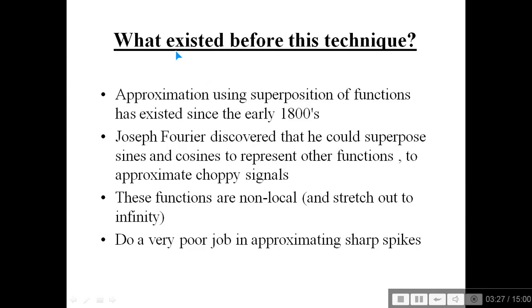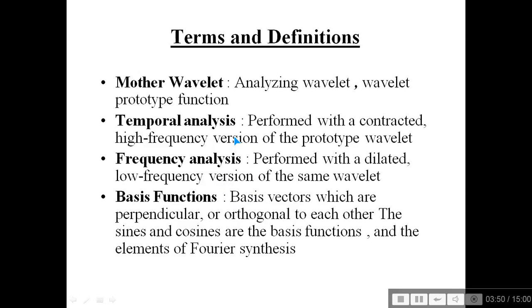So what existed before this technique? Approximation using superposition of functions has existed since the early 1800s, when Fourier discovered that he could superpose sines and cosines to represent another function to approximate these choppy signals. These functions are non-local and stretch out to infinity. So they do a very poor job in approximating sharp spikes as well.